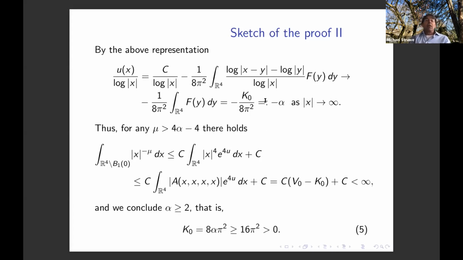And that means, by the definition of alpha, that the total curvature K0, which is equal to 8 pi squared times alpha, has to be at least 16 pi squared and is positive. So that is one estimate. And this is actually the part of the argument where this type of behavior of the curvature function enters.